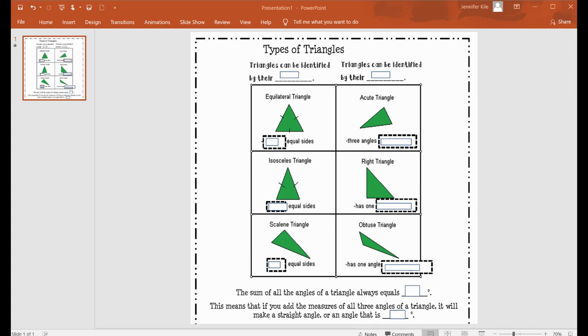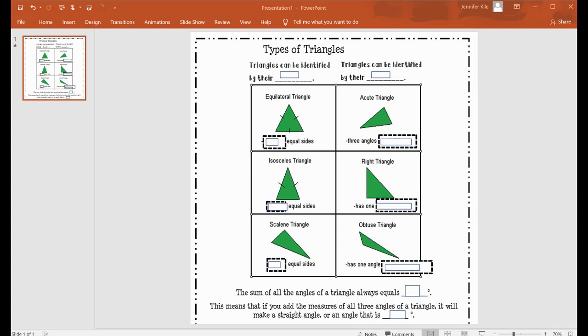And a scalene triangle. You'll notice on the scalene triangle that none of the sides have the same length. There are no marks on the sides to indicate equal measurement on the sides. So a scalene triangle has no equal sides.